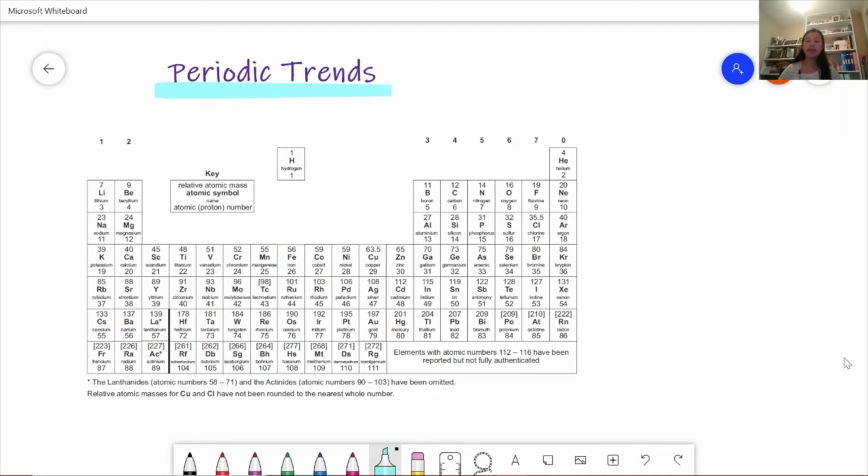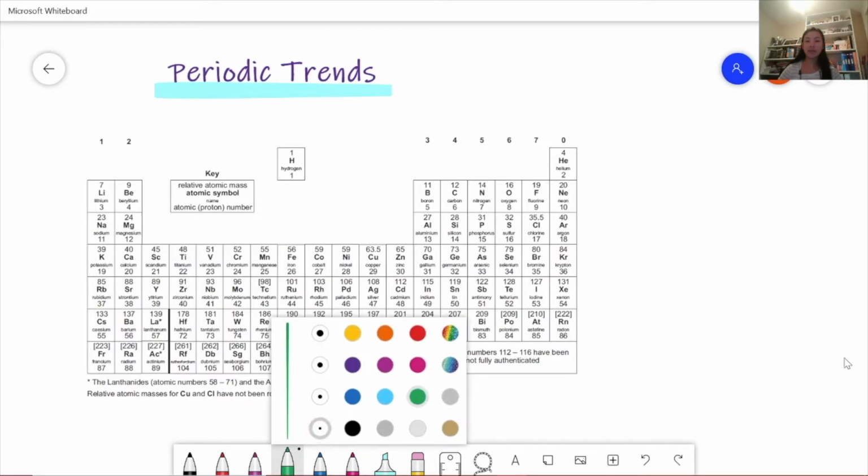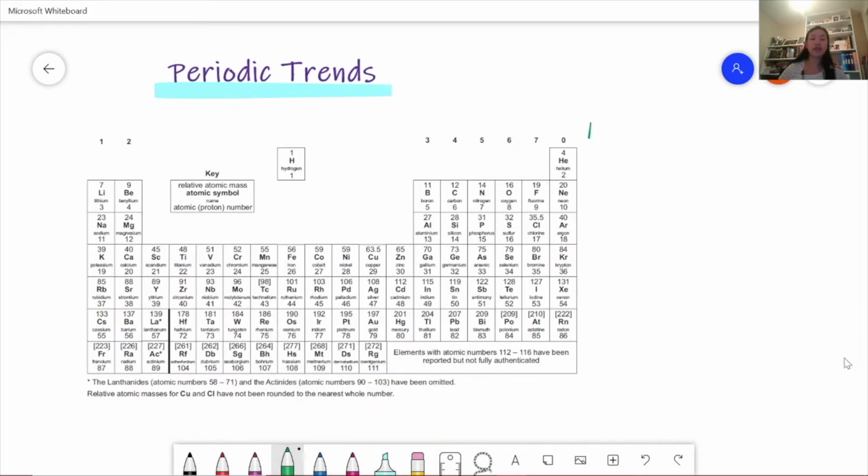So between period 2 and period 3, the electron configurations actually have the same kind of format. So for example, if we have a look at lithium, lithium has an electron configuration of 1s2, 2s1. And if we look at the element which is in the same group as lithium but a period down, that'll be sodium. Sodium's electron configuration is 1s2, 2s2, 2p6 and 3s1.